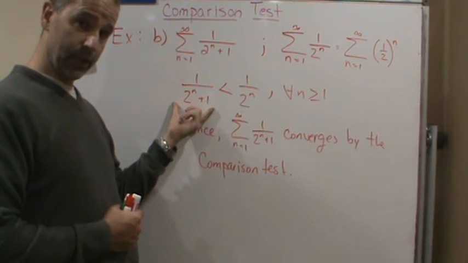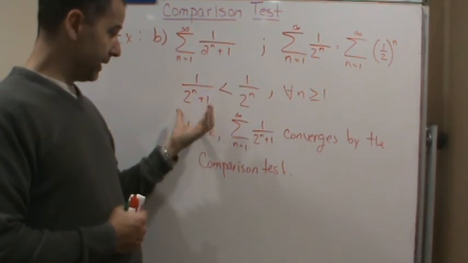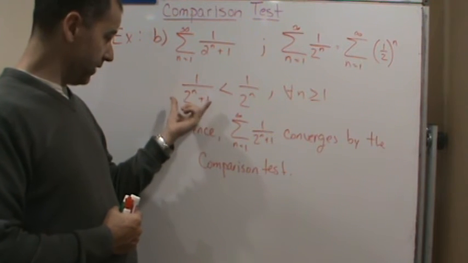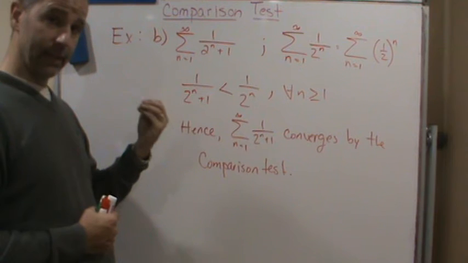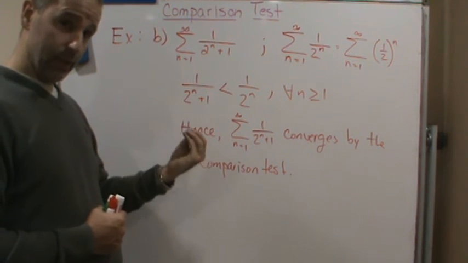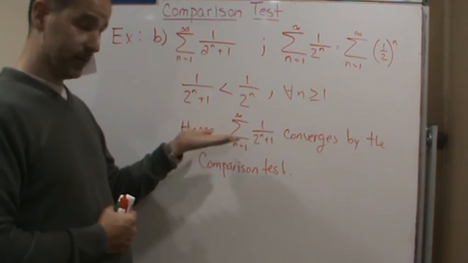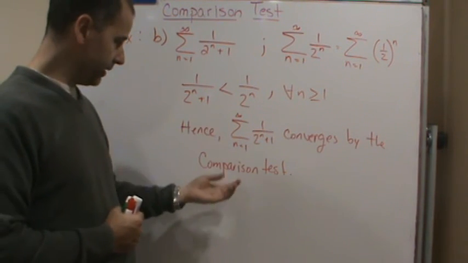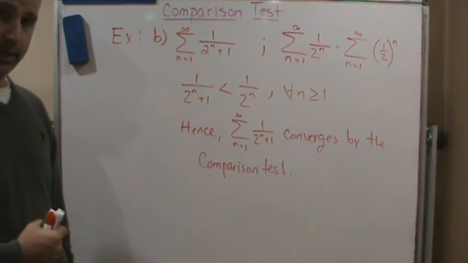It's a positive increasing sequence of partial sums. So that means that the sequence of partial sums for this one has to be bounded. So since it's an increasing bounded sequence of partial sums, by the monotone convergence theorem, it is convergent, hence the series is convergent, and again, that's by the comparison test.